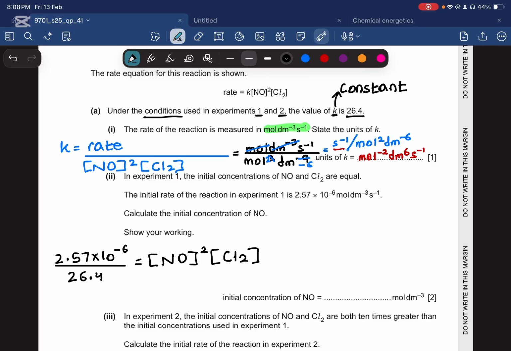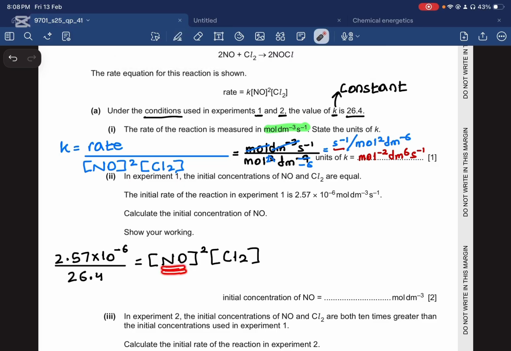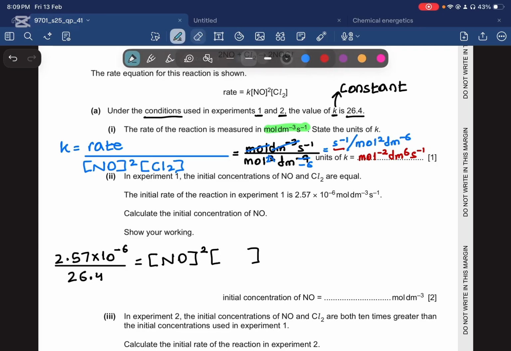Okay. Now what was the question? Calculate this. Do we know the concentration of Cl2? No. Do we know the concentration of NO? That's the question. So obviously we don't. But what we do know is these concentrations are equal to each other. So let's just for a second say that the concentration of Cl2, let's take this as X. If the concentration of Cl2 is X, what's going to be the concentration of NO? Also X.